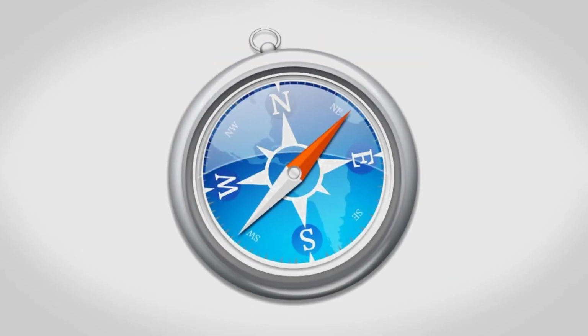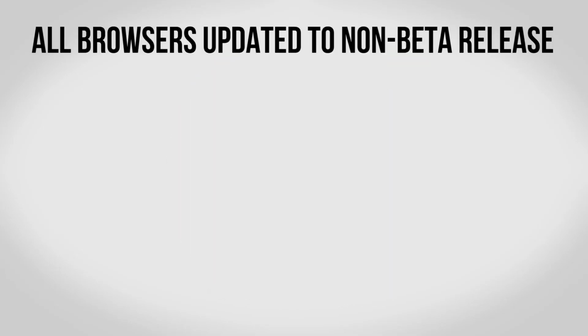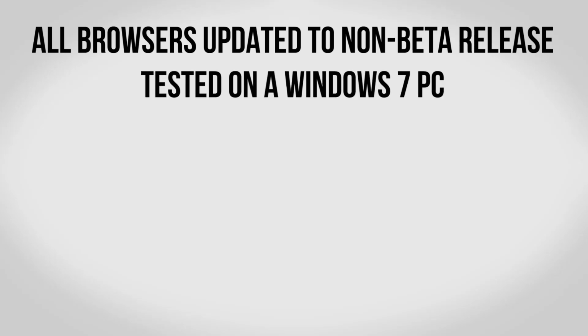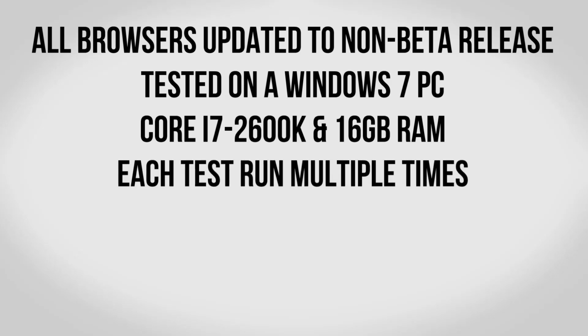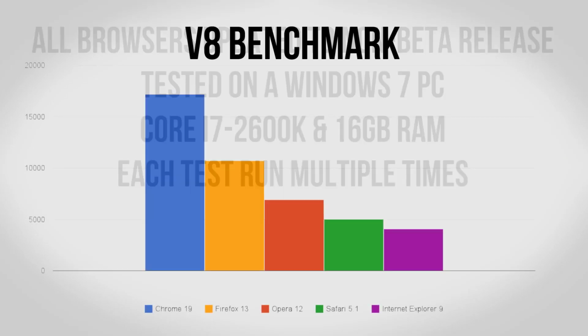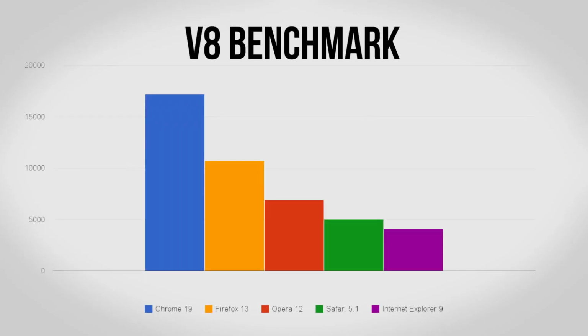Before we begin, let me go over how I test. All five browsers are updated to their latest non-beta release, tested on the same Windows 7 PC with a Core i7 and 16GB of RAM, and each test was run multiple times with the results averaged to make everything as fair as possible. To start, we have the V8 benchmark, which measures the JavaScript performance for sites such as Gmail.